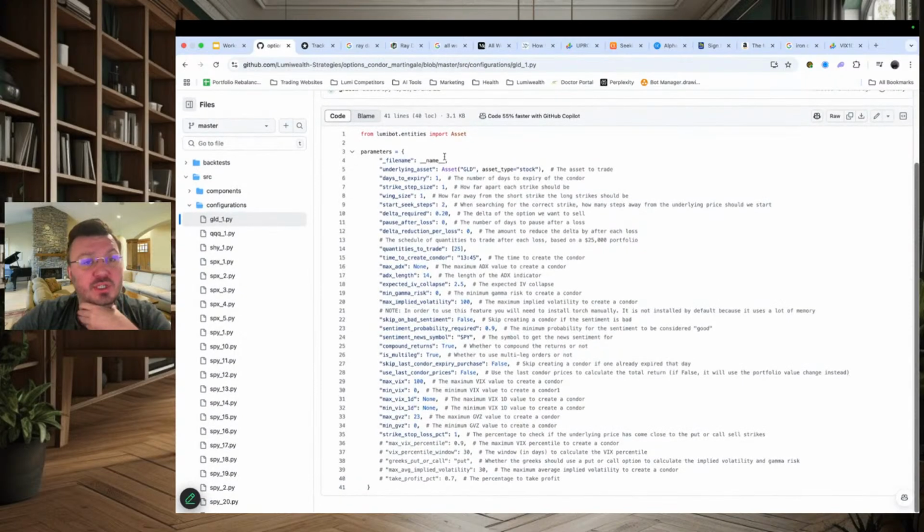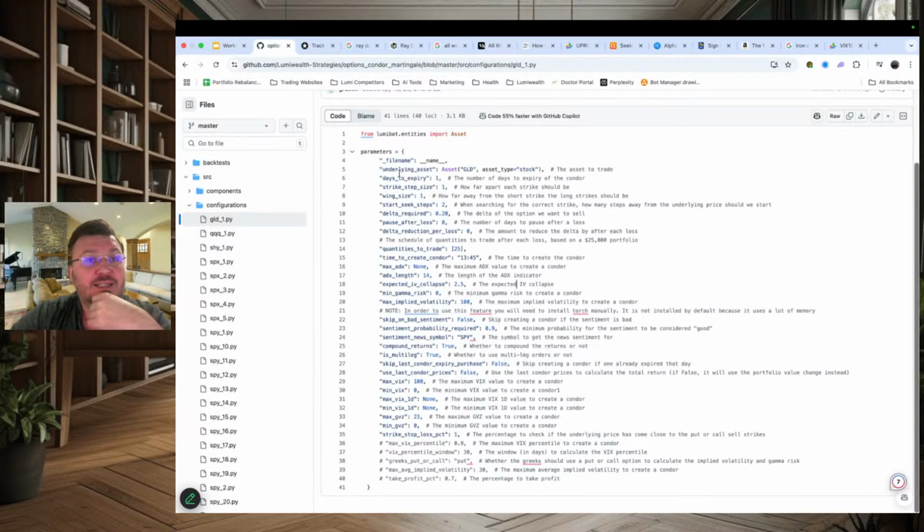Basically, the files look something like this, and these are all the different configurations they can change, right? So here, for example, we're using a wing size of 1. The delta that we're trading with is 20. We're trading a quantity of 25. We're making the condor at 13:45, so in other words, at 2:45 p.m., right? Or no, 1:45 p.m.